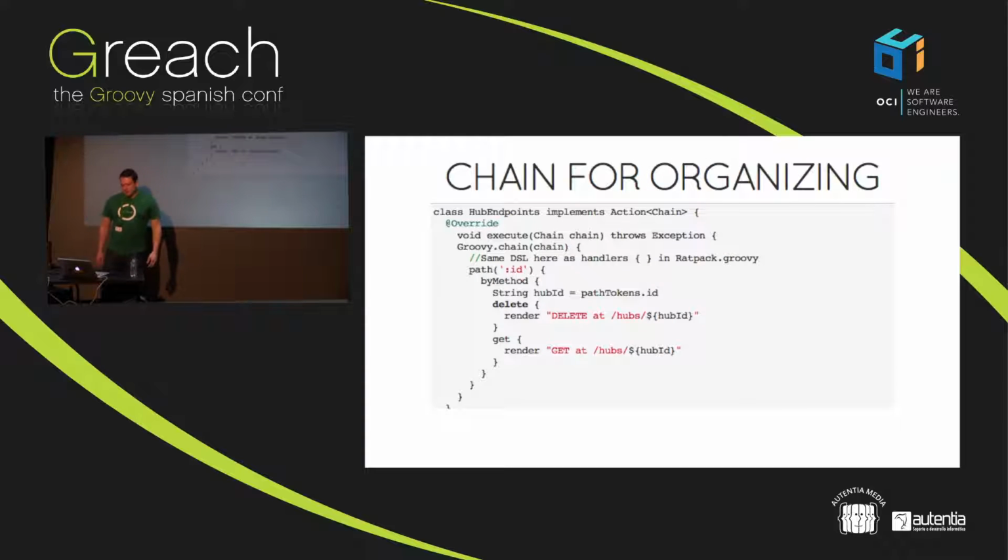So to do an actual chain, what you end up doing is you implement the action chain, and then by having this groovy.chain, you end up with the same DSL that's in the handlers block, but you've bound it underneath the prefix of like /locations. In this case, it's /hubs. And you can see I did just really simple rendering, but this allows us to keep everything about hubs isolated, all those routes in one place.